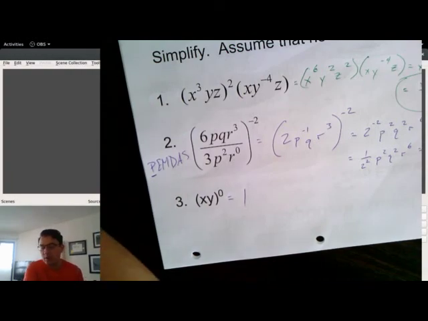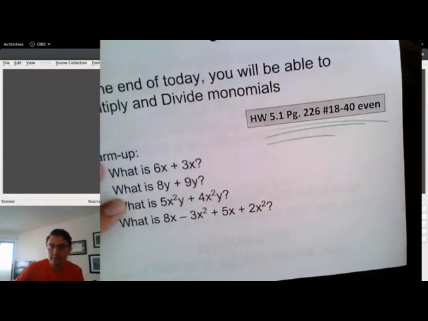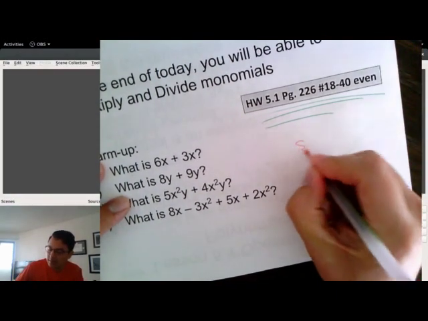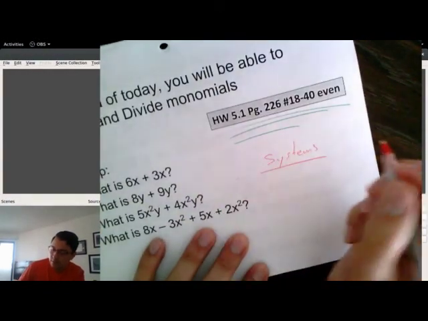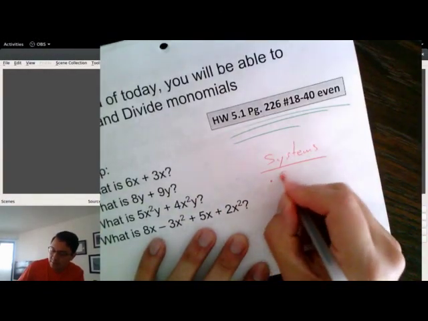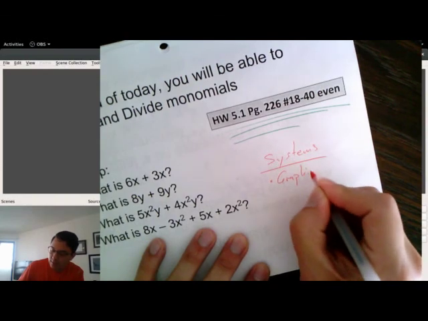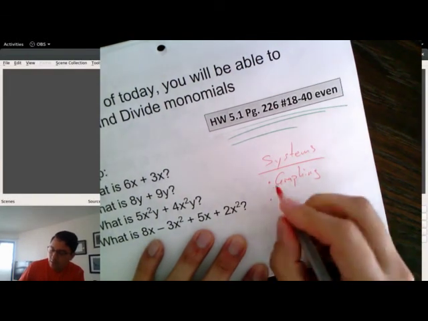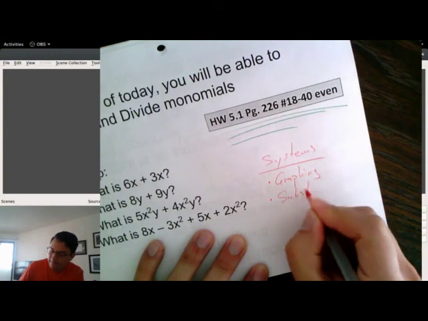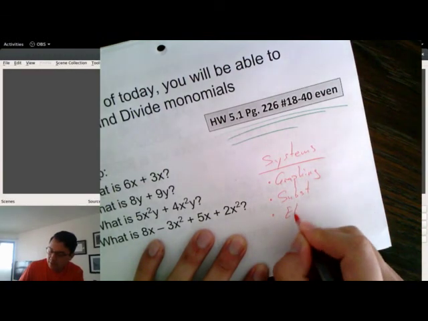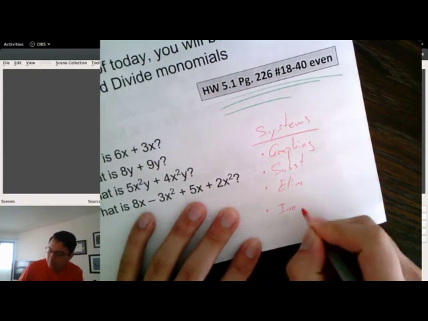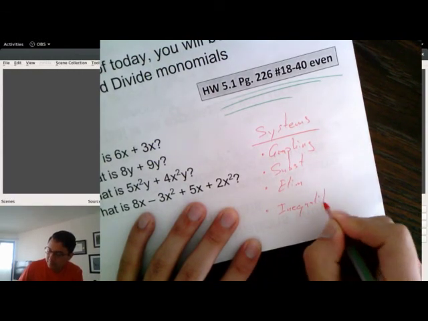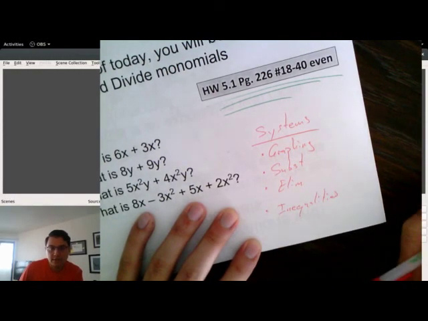So if you have any questions, bring them to class. Remember that we do have a quiz on Tuesday, and it will go over everything dealing with systems. Okay. So your quiz will cover everything on systems, so you'll have to be able to graph them. I will allow you guys to use a graphing calculator on the quiz. We also have substitution and elimination. Okay, there will also be inequalities on there, the graphing of inequalities that we did. Okay. Alrighty, I'll see you guys on Tuesday.